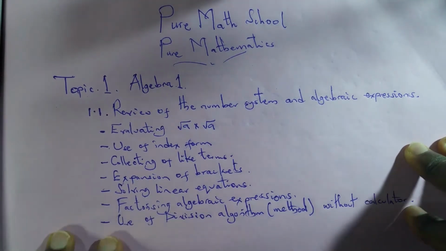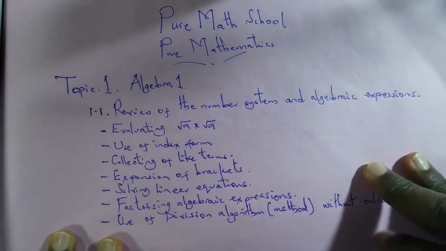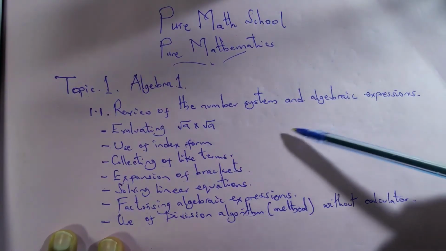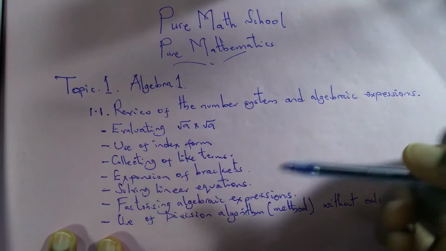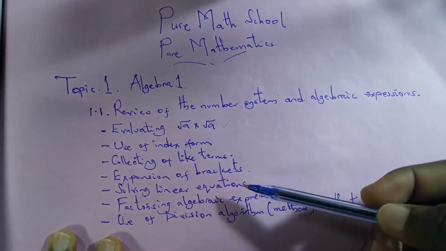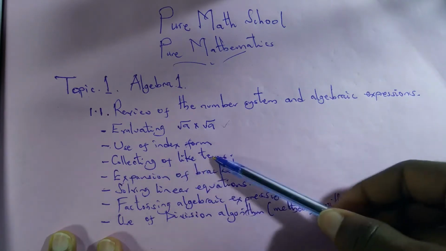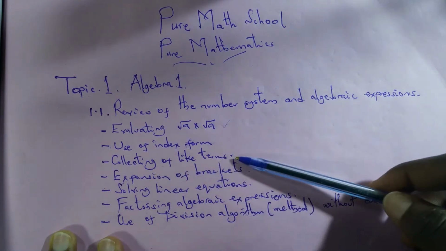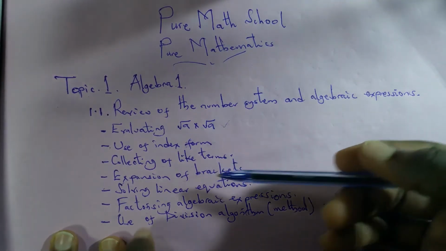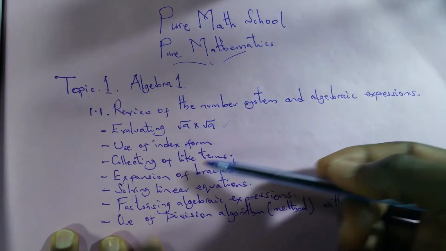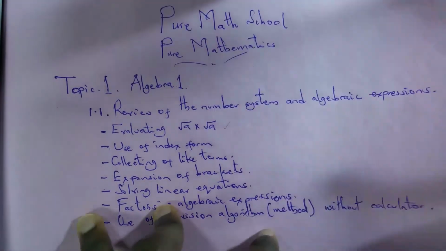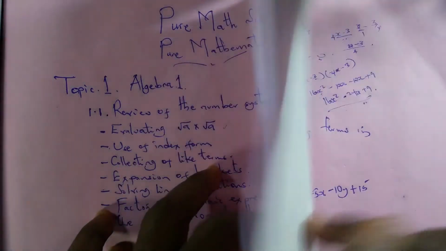Today we are continuing with Algebra 1, the first topic, and we are still reviewing the number system and algebraic expressions. Last time we looked at the use of the index form, the collecting of like terms, and the expansion of brackets. Today we are going to continue with surds. We remember we stopped at irrationals and surds.